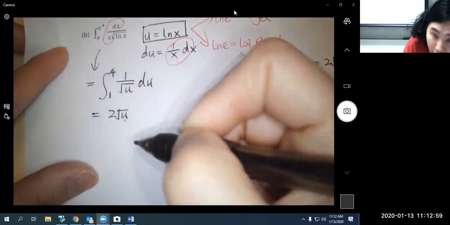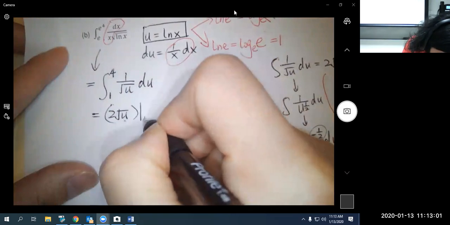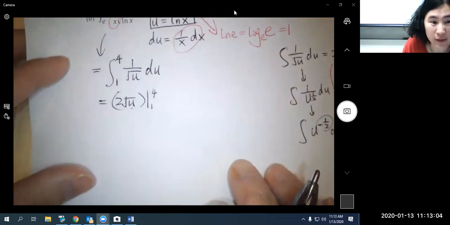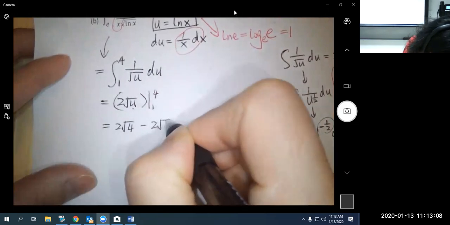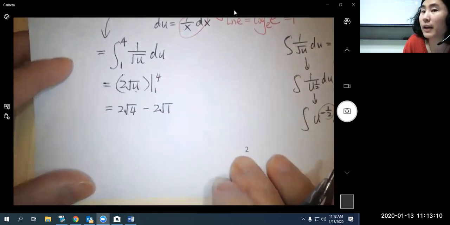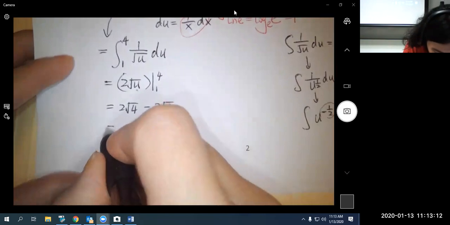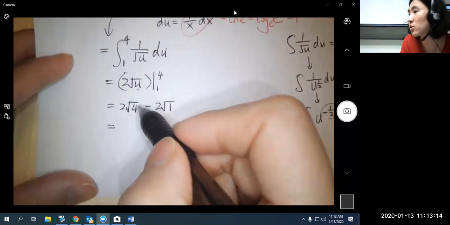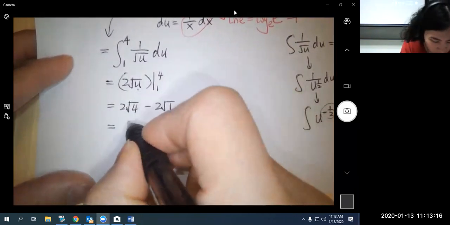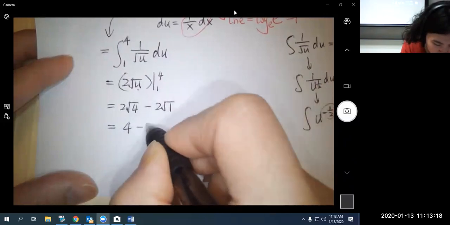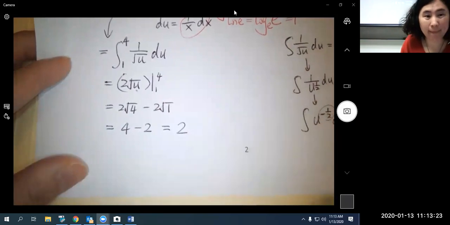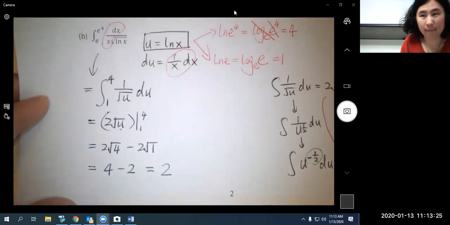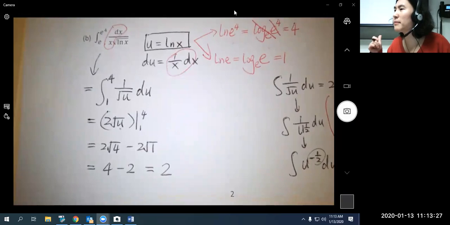This is capital F. We have to evaluate it from 1 to 4, right? So that gives us 2 times square root of 4 minus 2 times square root of 1. Square root of 4 is 2, 2 times 2 is 4. Square root of 1 is 1, times 2 is 2. 4 minus 2, eventually the answer is 2. Any questions about this problem?